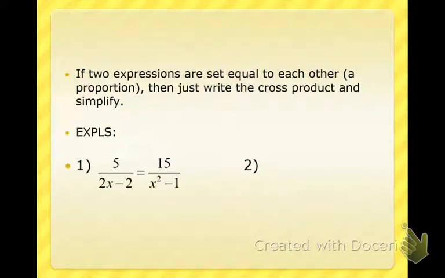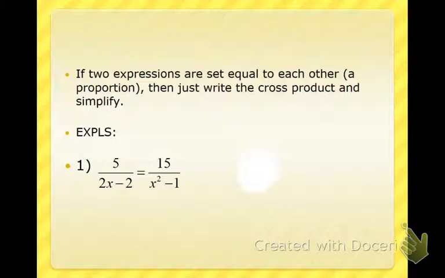If two expressions are set equal to each other, we call that a proportion, then just write the cross product and simplify. So these are going to be the easier ones to complete. Notice we just have fraction equal to fraction. We can just cross multiply and then solve from there. So let's do that for our first one.